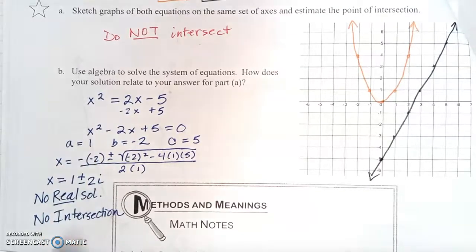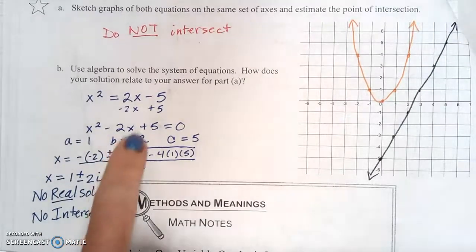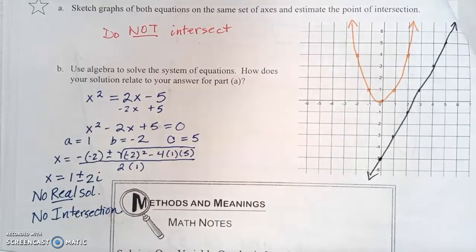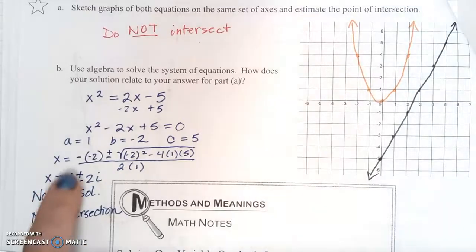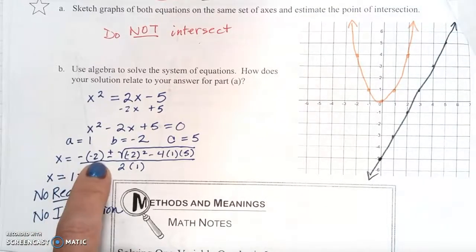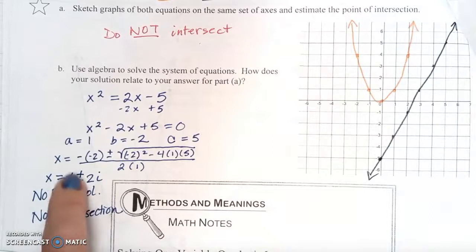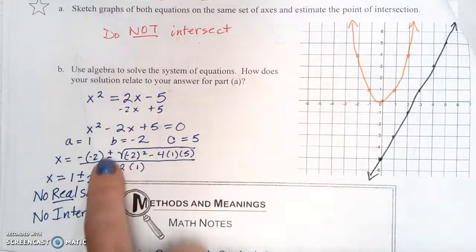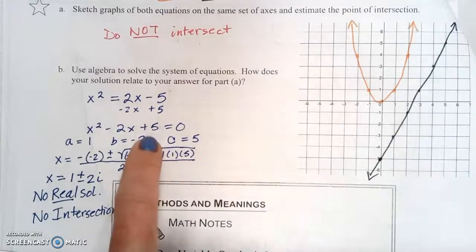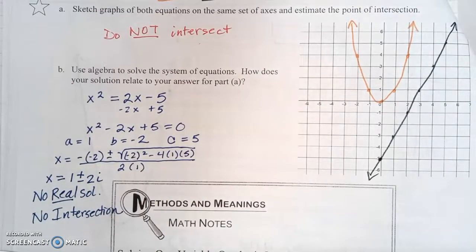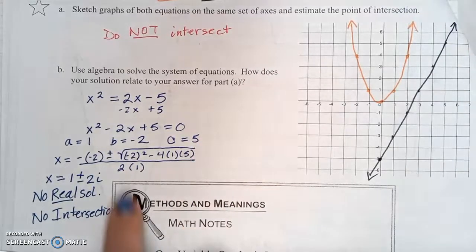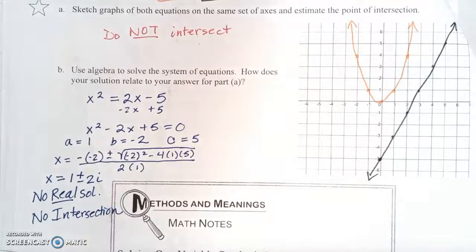So in front of that x squared is a 1, in front of the x is a -2, and this constant term is a 5. So we're going to take those three numbers and plug them into the quadratic formula, which is x is equal to the opposite of b. b is -2, so you have the opposite of -2, which will make it positive. Then it's plus or minus the square root of b squared, which is -2 squared, minus 4 times a, which is 1, times c, which is 5, all over 2 times a, which is 1.